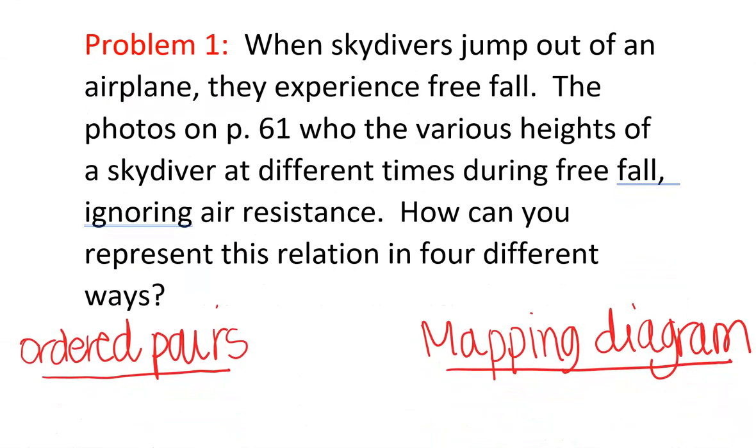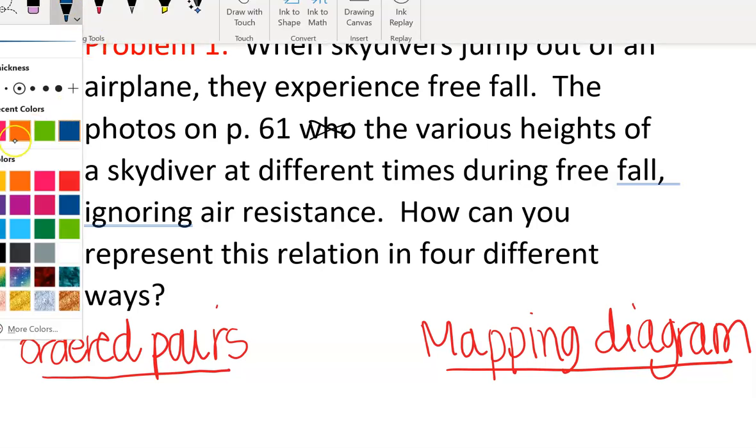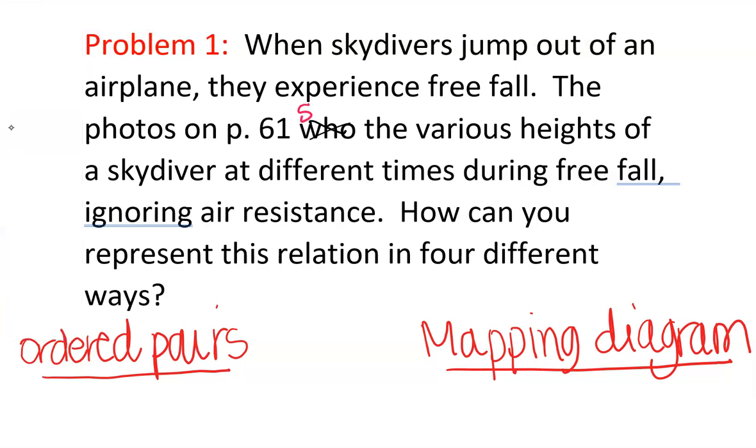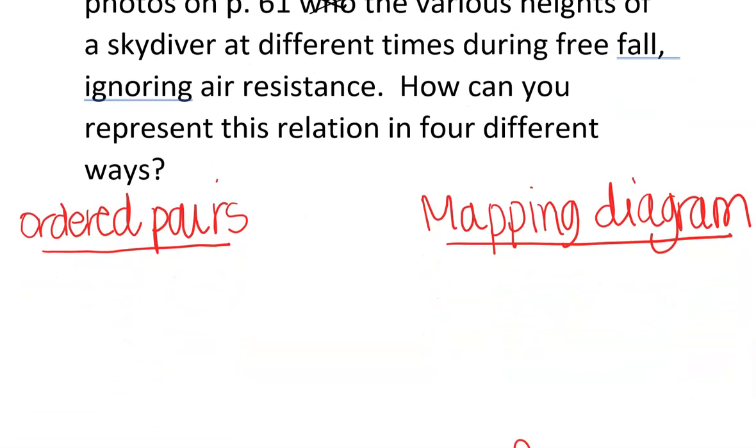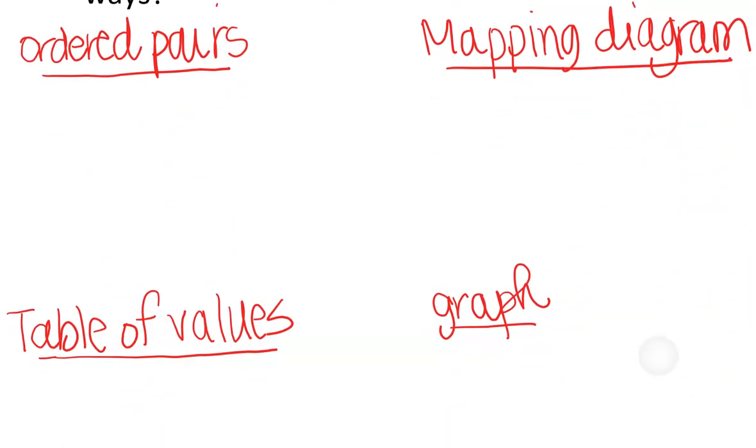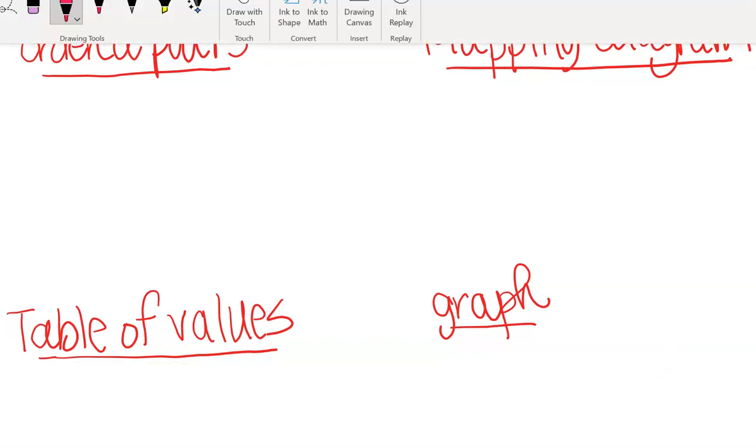Problem 1. When skydivers jump out of an airplane, they experience free fall. The photos on page 61 show the various heights of a skydiver at different times during a free fall, ignoring air resistance. How can you represent this relation in 4 different ways? So first of all, that should have been show. Okay. So looking at page 61, we're going to do each one of these.